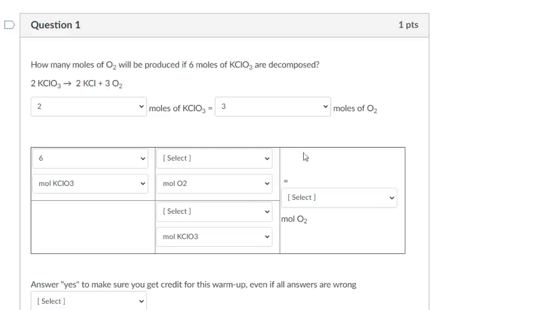So now let me get my amounts. I have 3 moles of O2. And I have 2 moles of KClO3. So now I just need to do the math. I have 6 times 3, so that would be 18. And now I need to divide by what's on the bottom. So 18 divided by 2 gives me a final answer of 9.